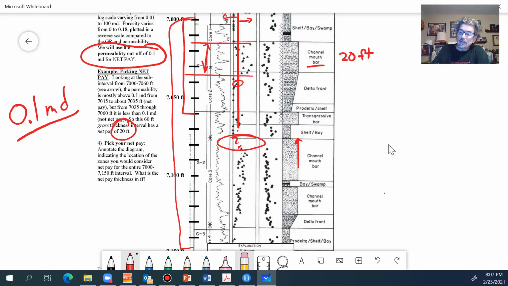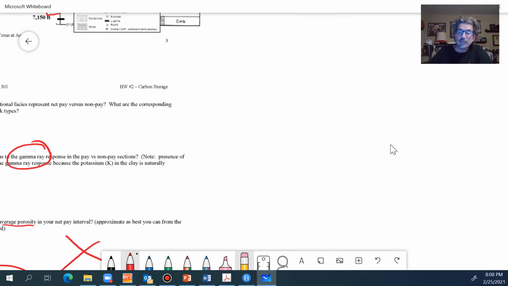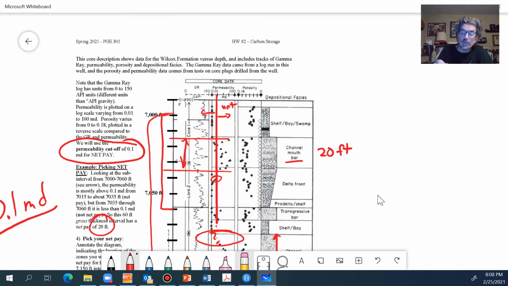So the purpose here then is to determine the net pay. So what is the net pay thickness in feet? And then you're going to go to the next page, and it's going to ask you, if you go through your net pay, what's the average porosity?